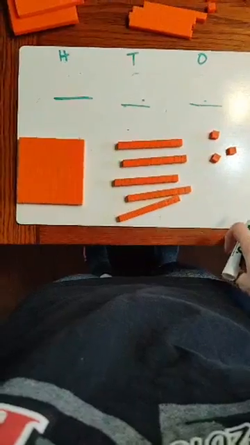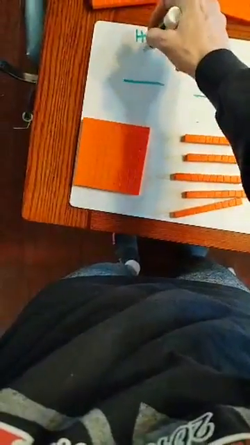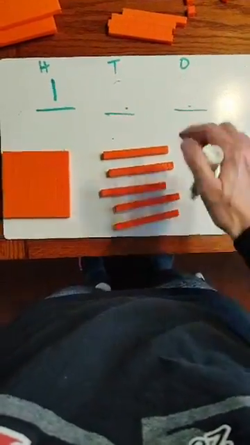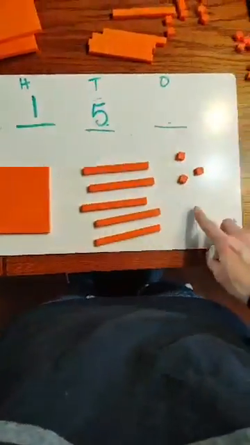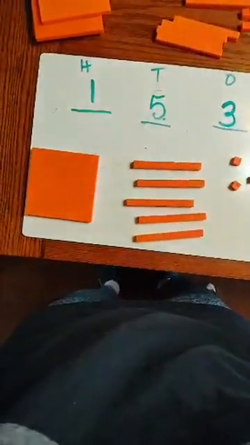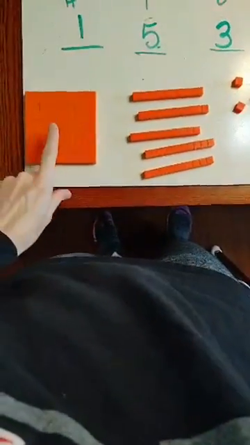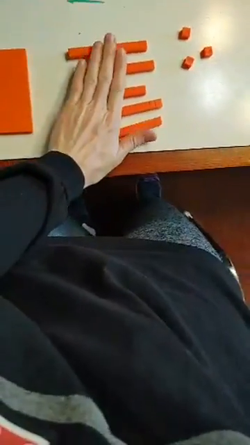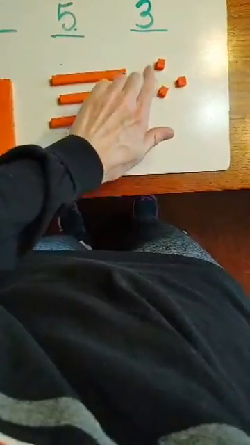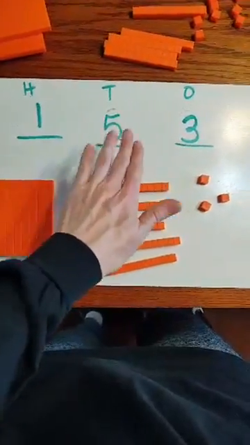Okay. How many hundreds? We have 1. You got it. How many 10s? We have 5. How many 1s? We have 3. So without even looking at that number, if we only looked at the blocks and we tried to read it, we have 100. Count them by 10s. 10, 20, 30, 40, 50. 153. And that's what we have there too. 153.